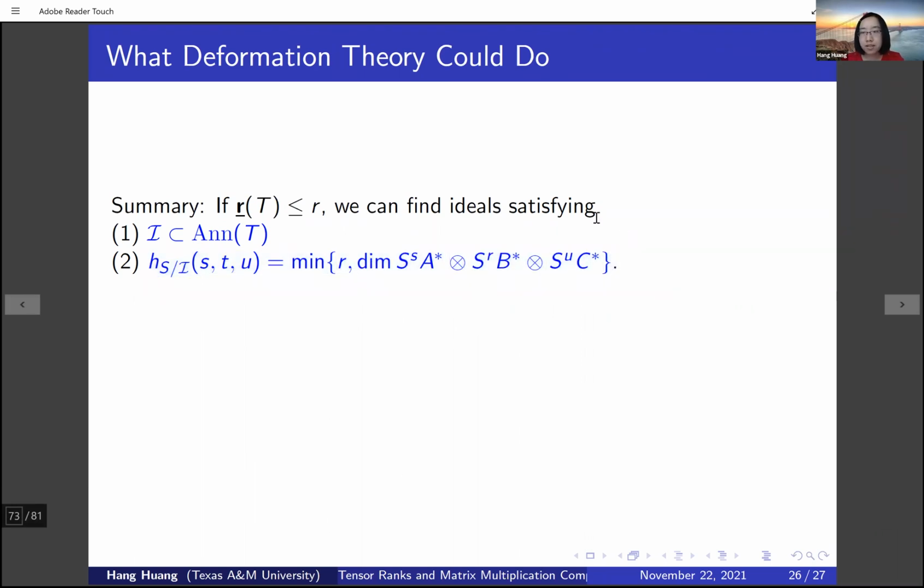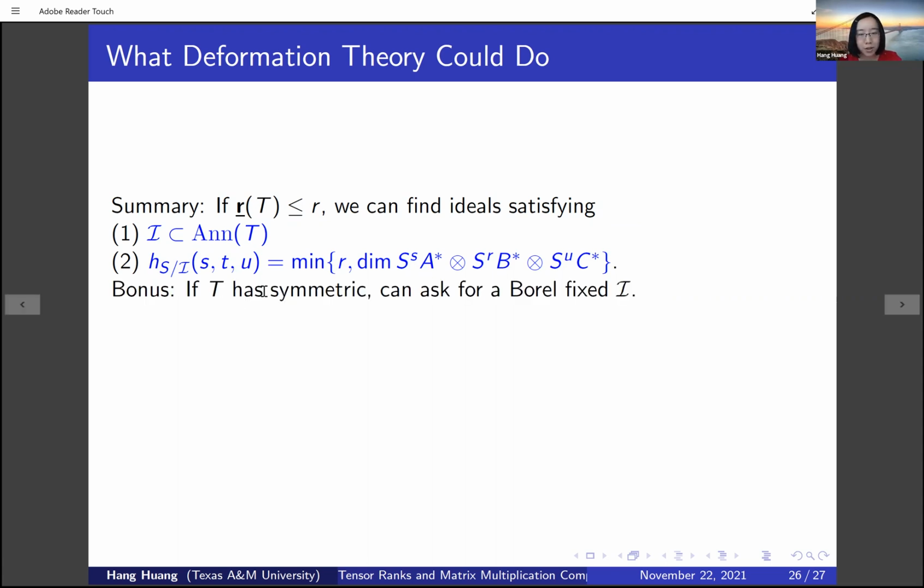And for these two conditions, we also have some bonus if your tensor has a lot of symmetry. If you look at the group GLA cross GLB cross GLC, and the elements in the group that stabilize your tensor, and if this group has a large dimension, then we say this T has a large symmetry group. If this is the case, we can further ask the candidate ideal to be Borel fixed. And this is in fact a very important criterion that will reduce the search space of our candidate ideal into something that we can handle.